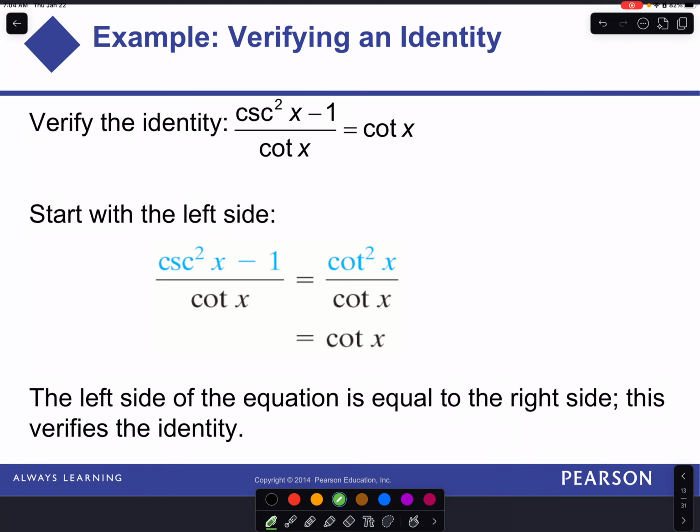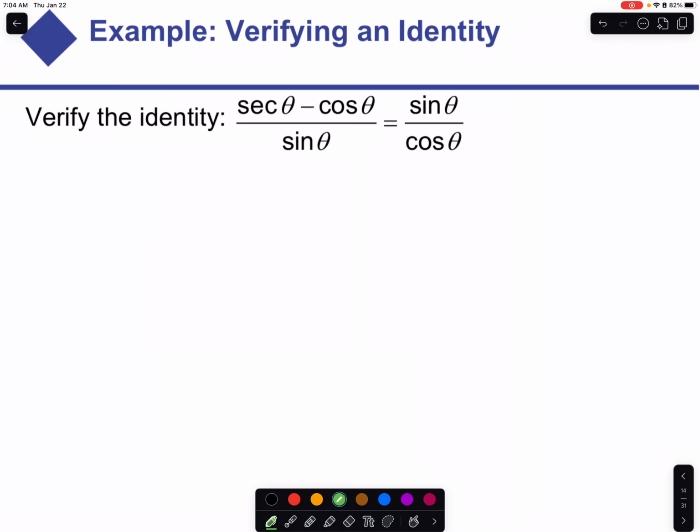Okay, let's see what else we got. So verify this guy. Let me see. Almost. Can we do operations on both sides? Secant is what? 1 over cosine? Okay. I'm tempted to do that. Okay, here. So we have secant theta minus cosine of theta over the sine of theta. I'm just going to work on the left and see if I can transform it into the right.